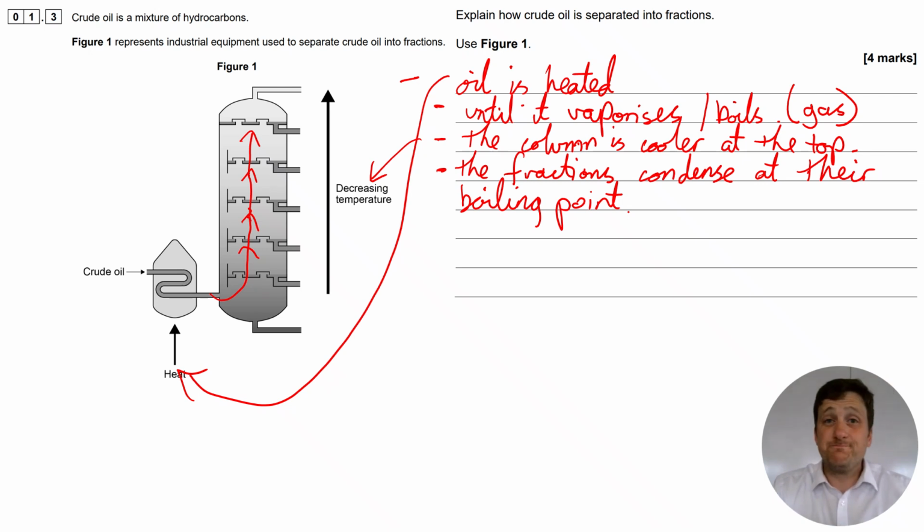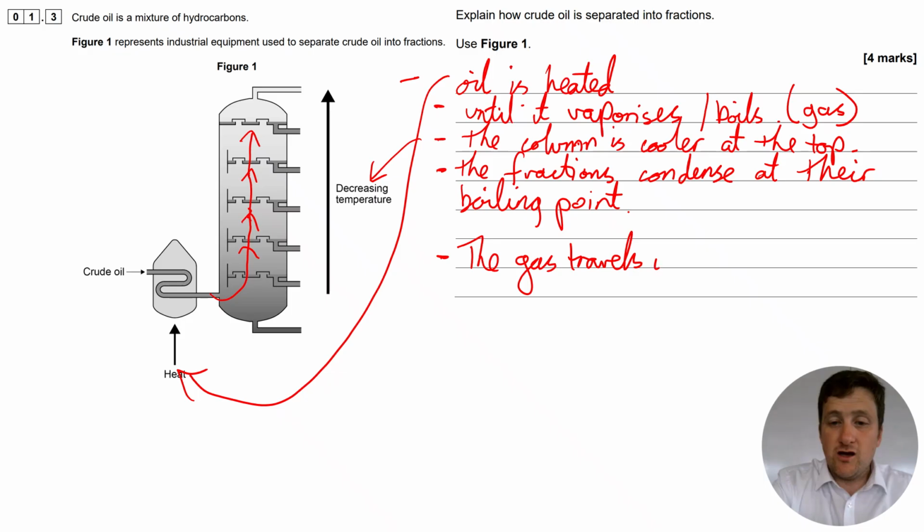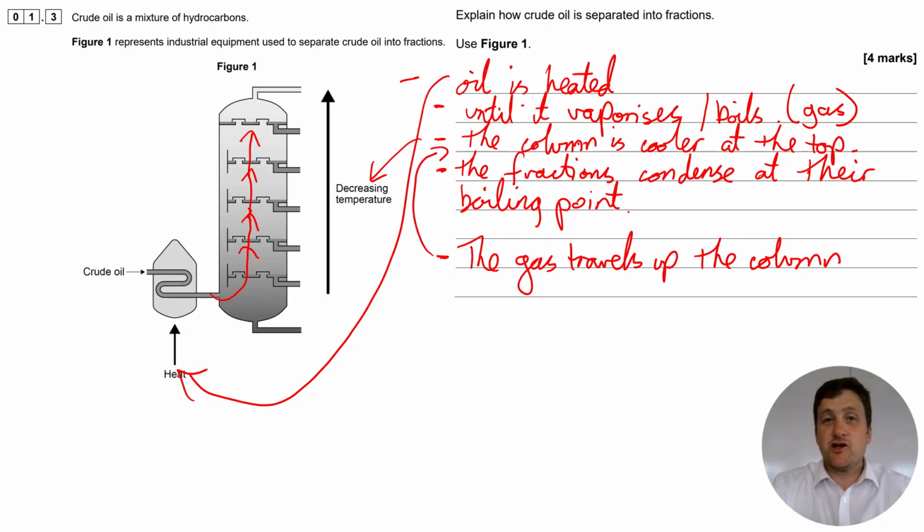And that's it. It's relatively straightforward. You've got them heating at the start until it vaporizes, turns into a gas, and then the decreasing temperature. One thing we could maybe add is the gas travels up the column. So we can put this here in between. So it is cooler at the top and the gas travels up the column and the fractions condense at their boiling point.